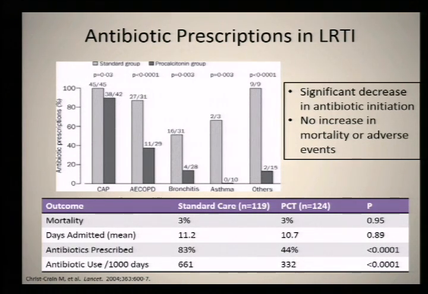Good news is they didn't kill anybody. Nobody was in the hospital shorter, and they cut antibiotics in about half. We know we overtreat people, so how can we safely identify people who we shouldn't treat? And this study seemed to suggest this is useful.